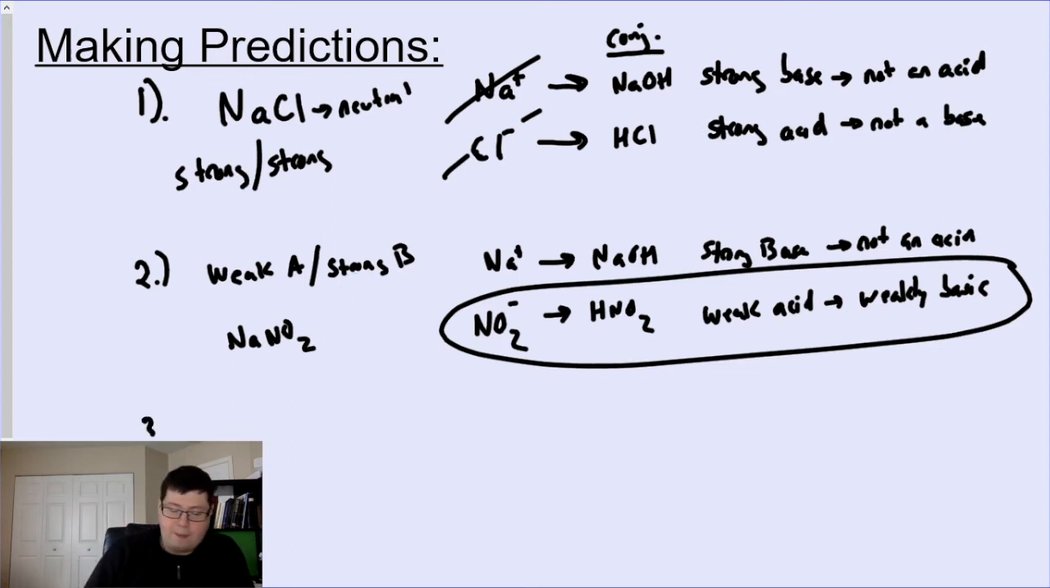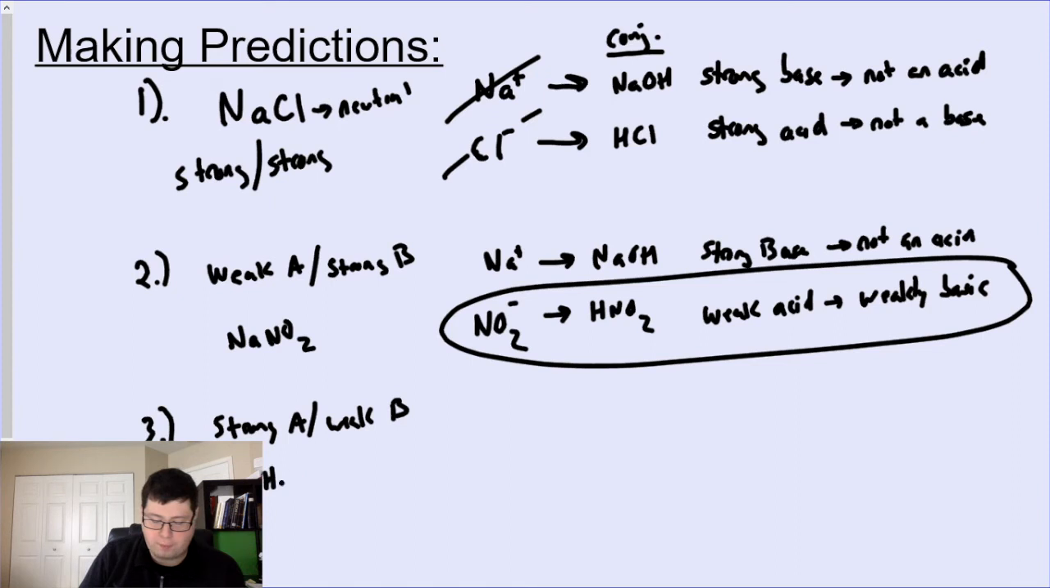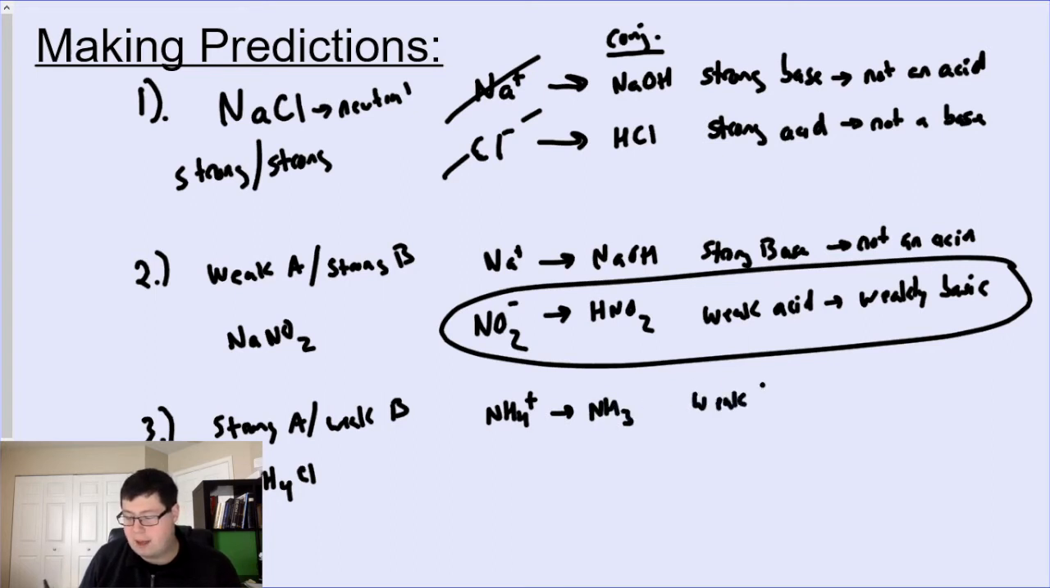Now the third example I'd take a look at is just the opposite. You could probably predict it if we combine a strong acid with a weak base. Let's consider something like NH4Cl, ammonium chloride. If you look at ammonium chloride, the acid NH4+ comes from the weak base ammonia, NH3. And since that's a weak base, it makes a weak acid conjugate. And so therefore, we would predict that NH4+ is slightly acidic.